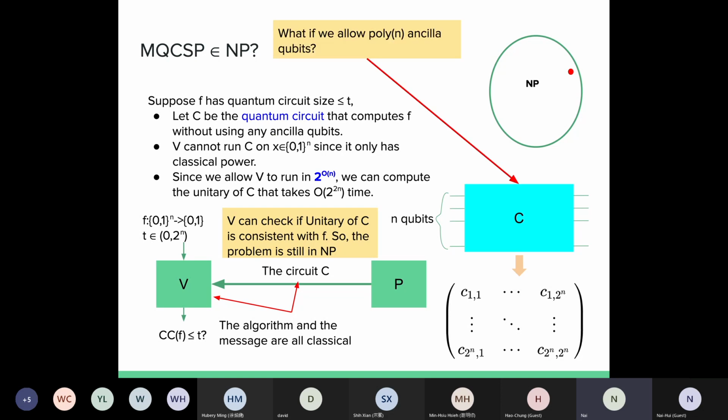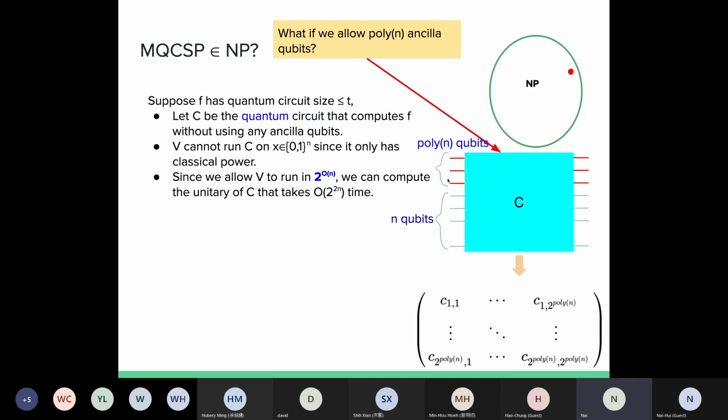But now the question is, what if we allow polynomially many ancilla qubits? Here we only considered the input qubits. But for general quantum computation, you will actually use lots of ancilla qubits in your circuit. So now you will have polynomially many qubits, say like n squared qubits.